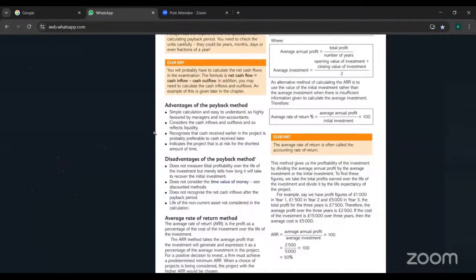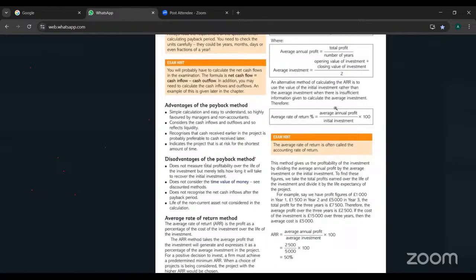Okay, and disadvantages of the payback method: it does not measure total profitability over the life of the investment. Okay, so total profitability it does not measure that, but ARR will measure total profitability, but payback does not measure. So that's a disadvantage. Okay. So it does not measure total profitability, but it will tell how long it will take to recover the original cost of investment. Okay.